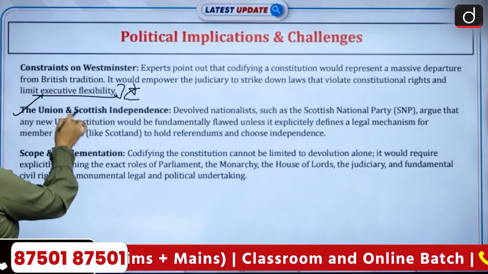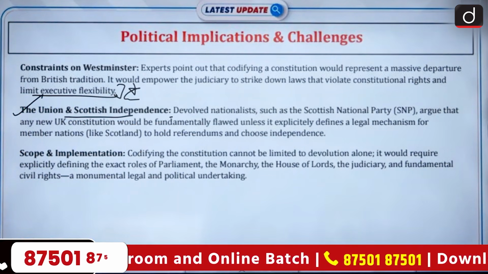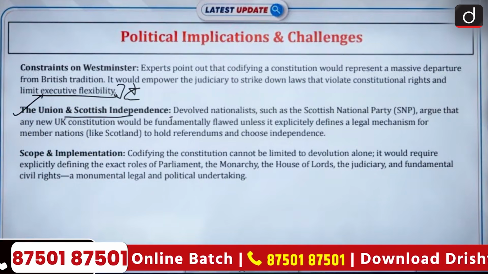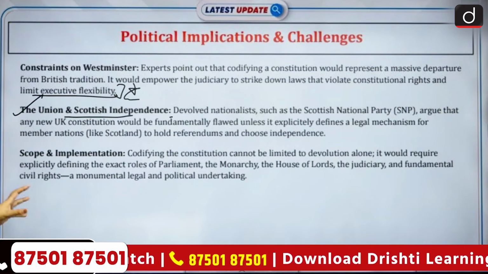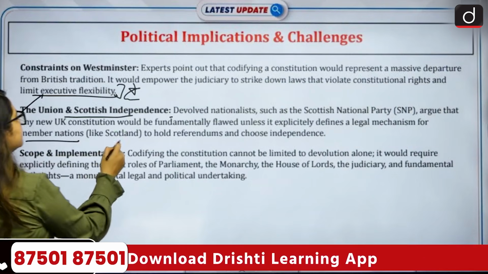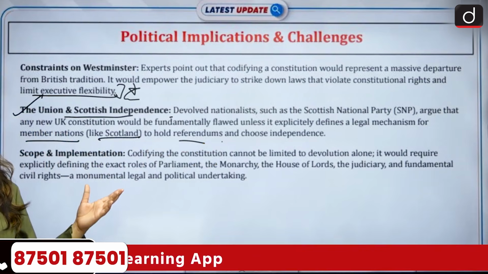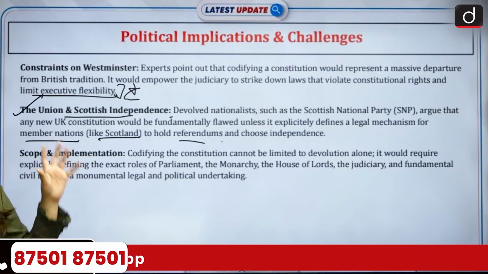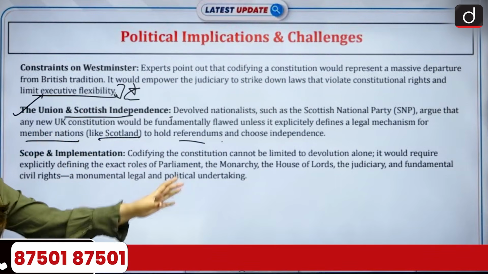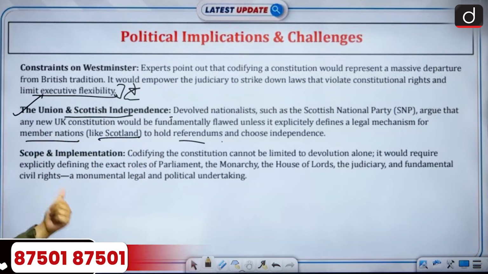And the Union and Scottish independence: devolved nationalists such as the Scottish National Party have said that any new UK constitution would be fundamentally flawed unless it explicitly defines a legal mechanism for member nations like Scotland to hold referendums and choose independence. That way, they are also scared that the UK might get disintegrated. That's another reason not to do this.